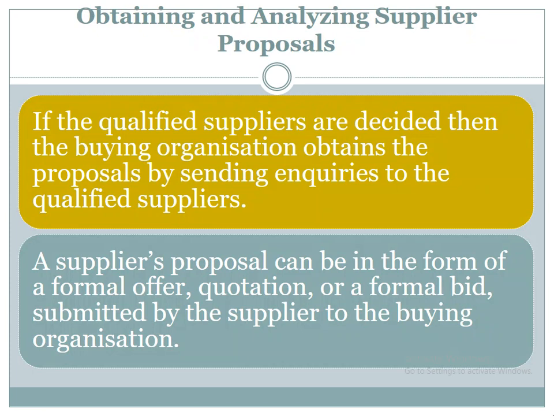Fifth stage is obtaining and analyzing the supplier proposals. If the qualified suppliers are decided, then the buying organization obtains the proposal by sending inquiries to the qualified suppliers. A supplier's proposal can be in the form of a formal letter or formal offer, maybe a quotation or formal bid submitted by the supplier to the buying organization.